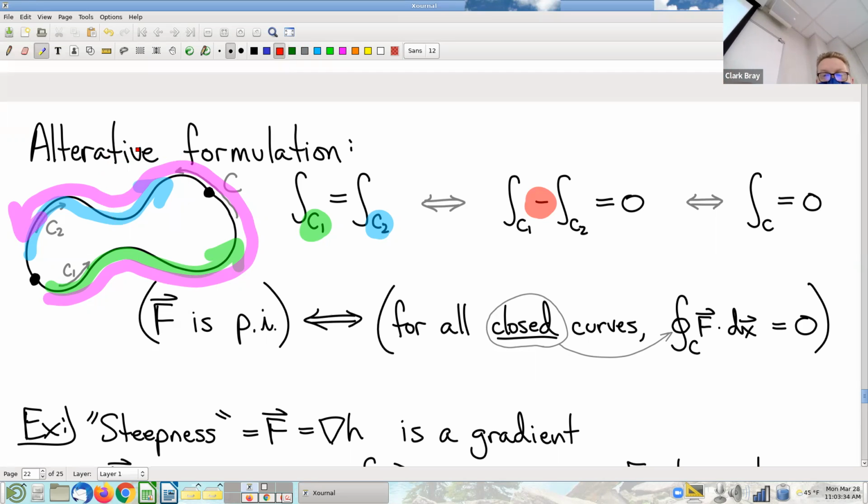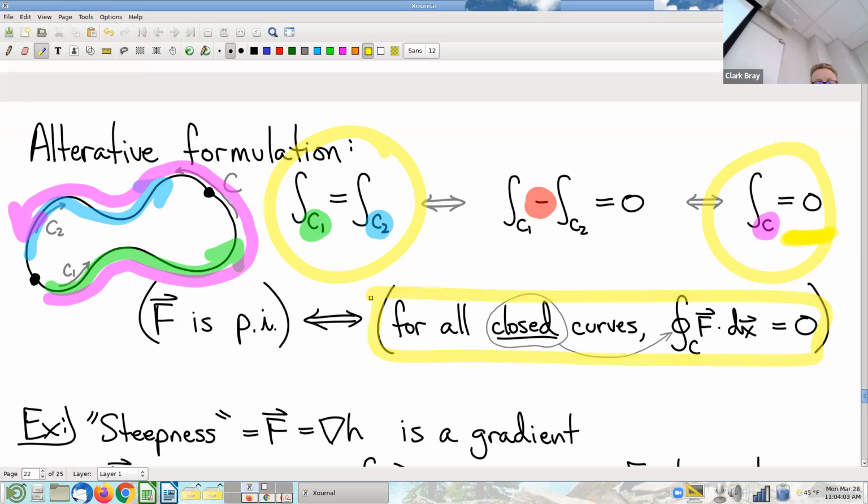So just a neat fact that you can rewrite the statement that these two line integrals are the same instead as the statement that this closed line integral, this line integral that goes all the way around, starting and ending back at the same point, is 0. So again, just a rephrase of path independence. An alternative definition of path independence is that on every closed curve, the line integral is 0.